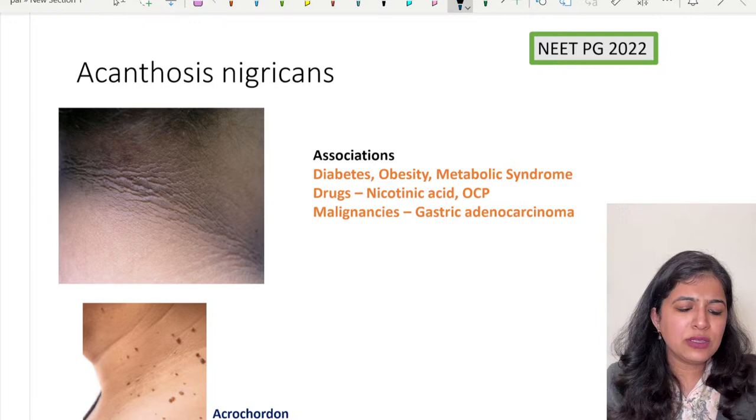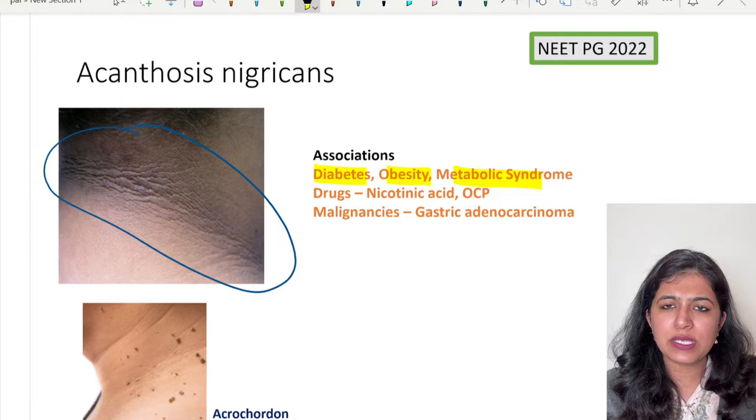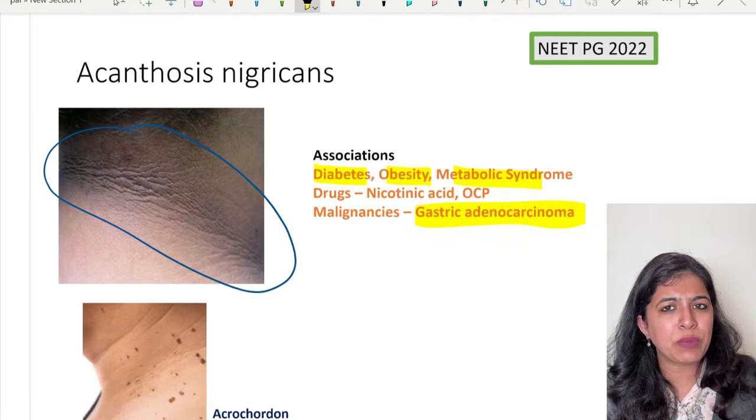Then acanthosis nigricans will be a velvety hyperpigmentation on the neck associated with causes of insulin resistance like diabetes, obesity, metabolic syndrome. Then gastric adenocarcinoma can also be associated with acanthosis nigricans. Beautiful velvety hyperpigmentation on the neck can also be present on the axillae.